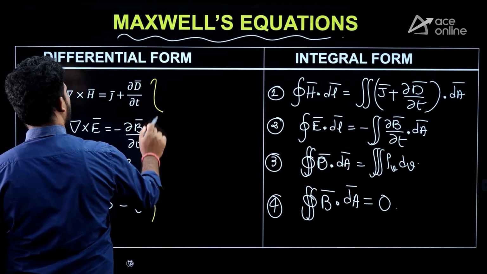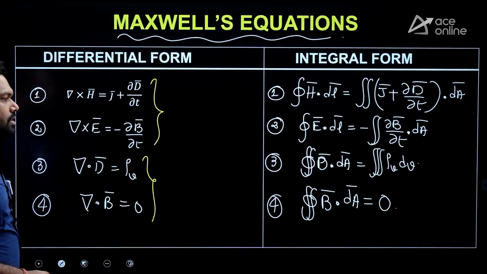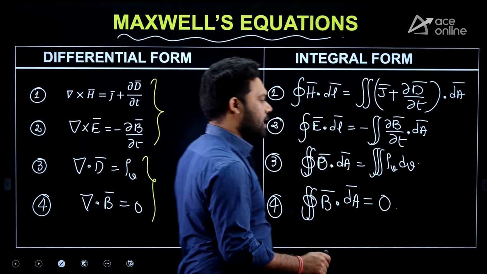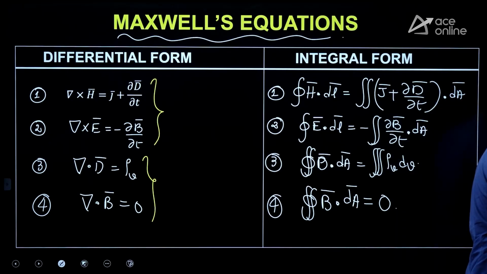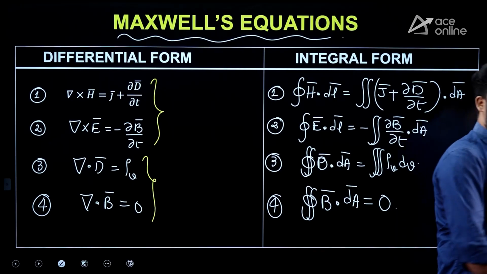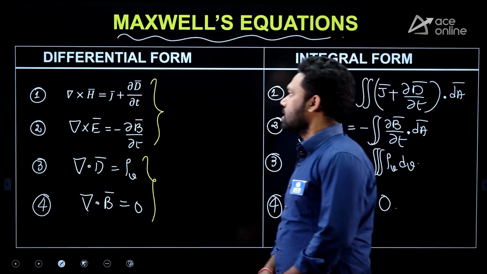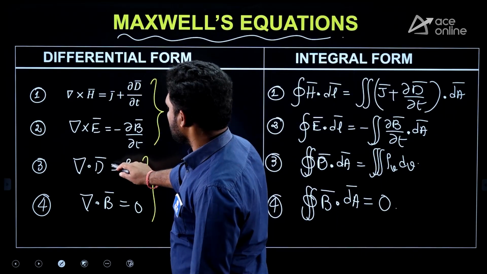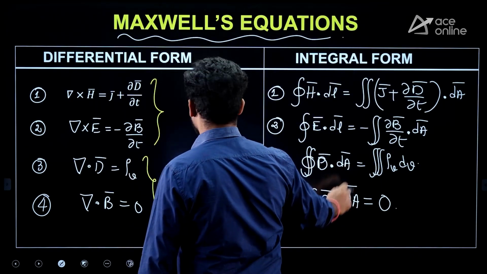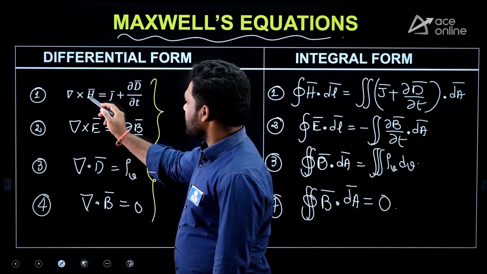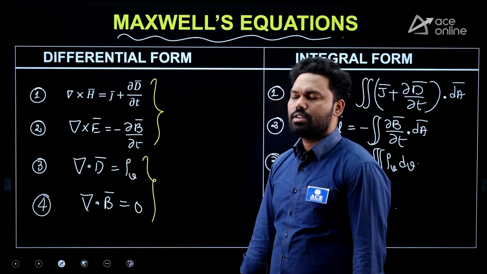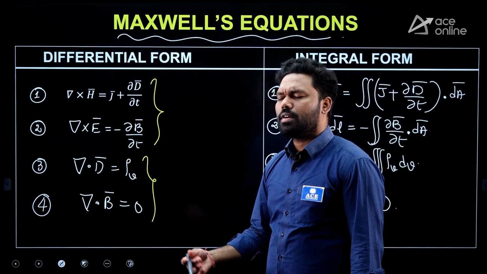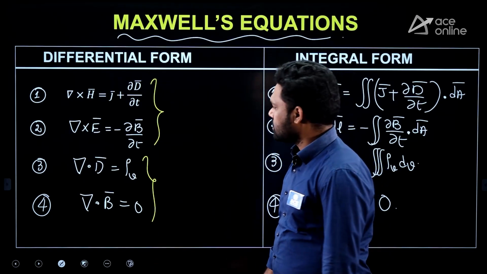Let us try to have some interpretation of these things. There will, damn sure, be one question. 99% there are chances of getting a question either from Gauss law, or from Ampere's law, from the Maxwell's equations. So 99% there will be one question on Maxwell's equations.